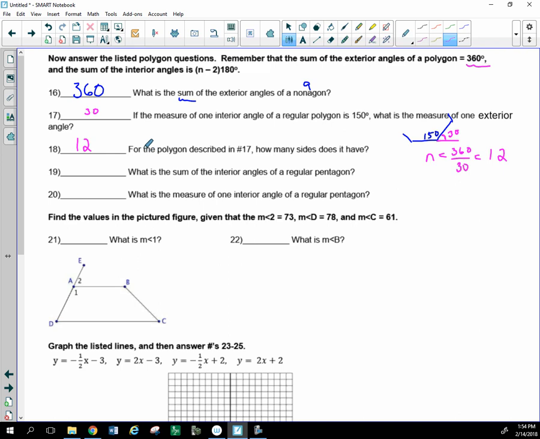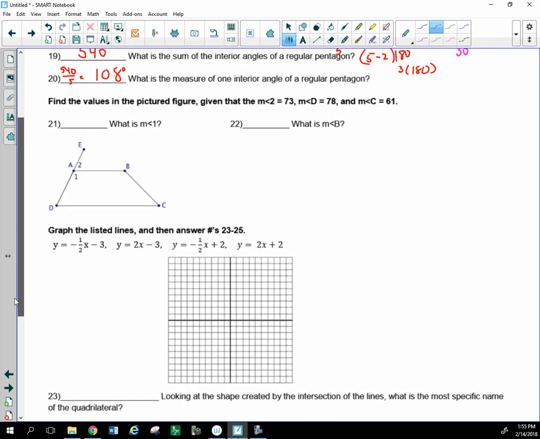So a dodecagon. What is the sum of the interior angles of a regular pentagon? Here's the formula we use. Pentagon is 5 sides, so I would say 5 minus 2 times 180, which is the same as 3 times 180, and that comes out to be 540. Well, what is the measure of one interior angle of the regular pentagon? If 540 is all of the angles, I take 540 and divide by the number of sides, which gives me one interior angle, and the answer we're looking for is 108 degrees.